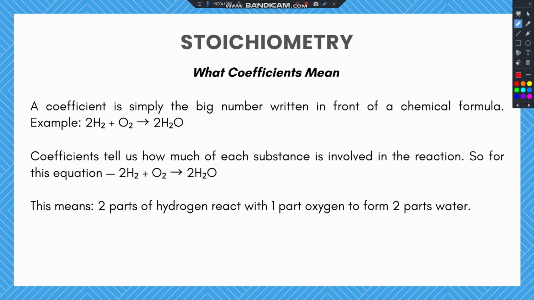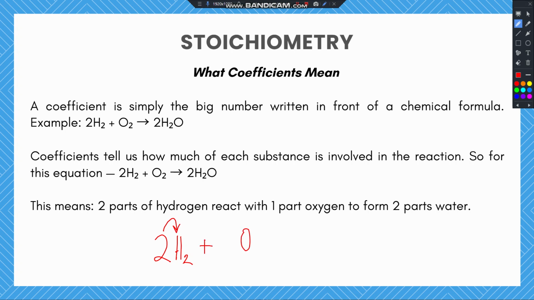Now the coefficient in a chemical equation is simply the big number that's written in front of a chemical formula. So for instance, we have this equation on the screen that depicts the formation of water through the reaction of hydrogen and oxygen. Now, if you watch very closely, you would see that there are some numbers standing in front of the formulas of elements and compounds. So for hydrogen, we have H2. There is a big number 2 standing in front. That 2 is the coefficient of hydrogen.